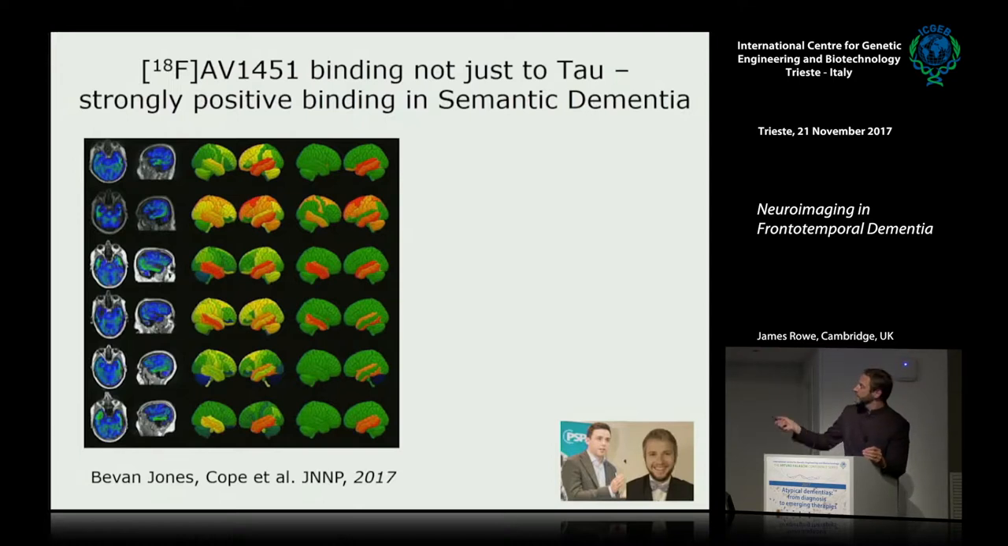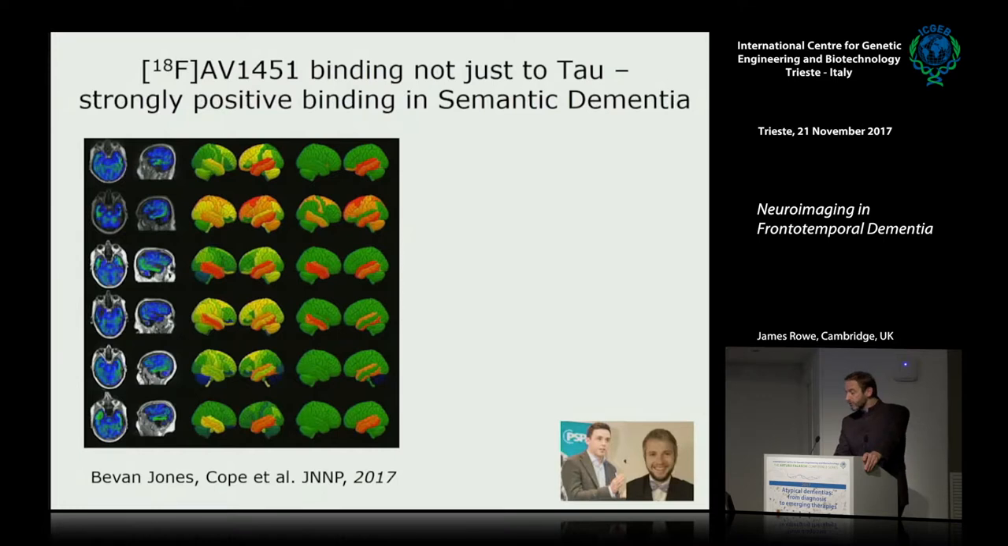So this is seven individual cases of semantic dementia, including cases with Alzheimer biomarkers being negative with PIB and/or CSF. And in every single case, there is highly significant uptake in the temporal lobes, consonant with the syndrome. So two right semantic dementia cases, the others had more typical semantic variant PPA.